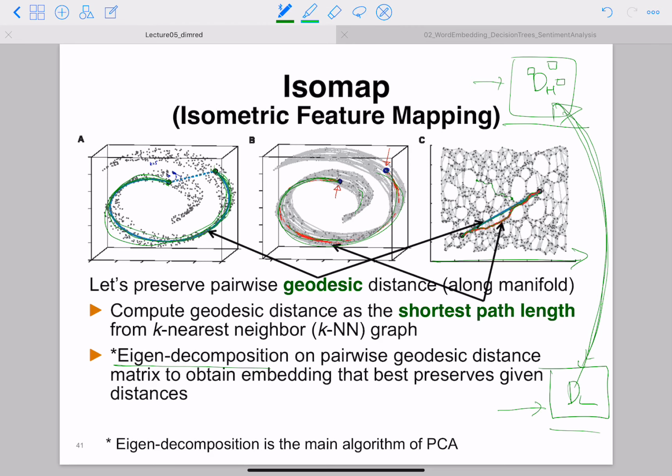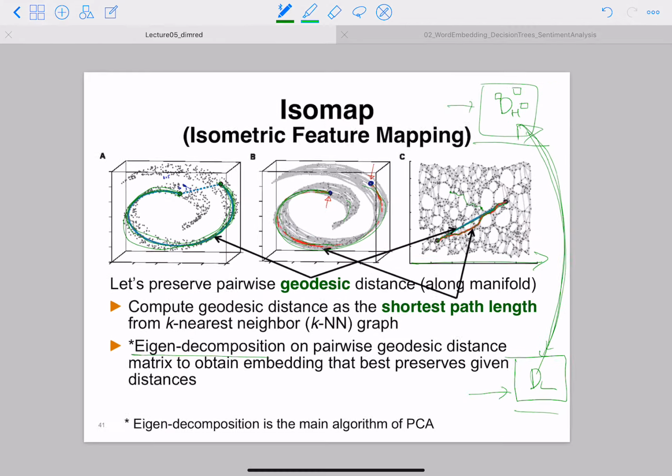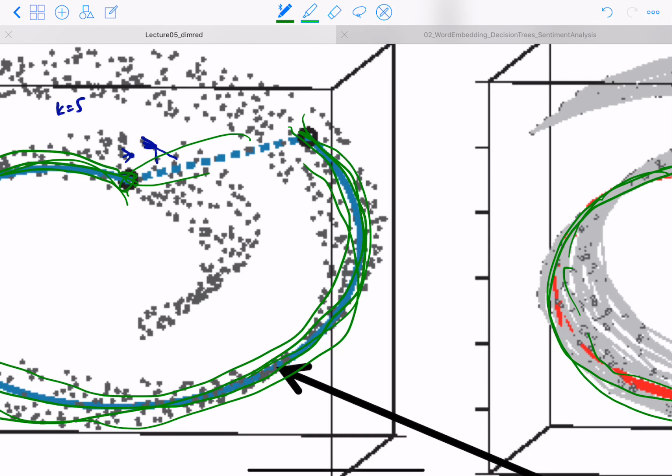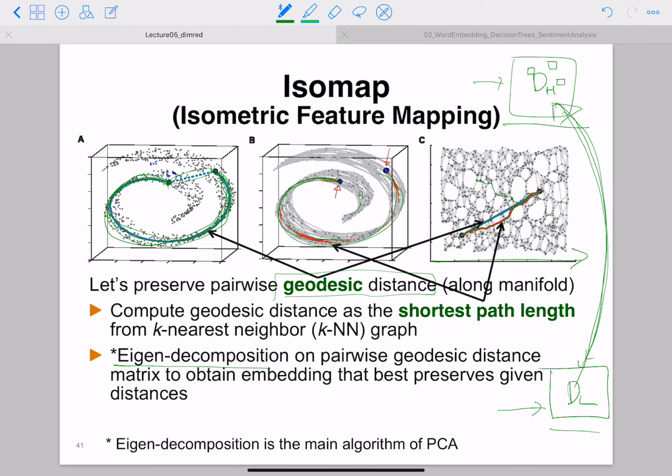And by the way, the distance following this manifold structure, like this blue line, is called the geodesic distance. This dashed or dotted line is not the geodesic distance because it is not considering our manifold structure.